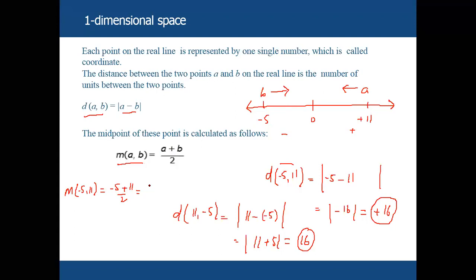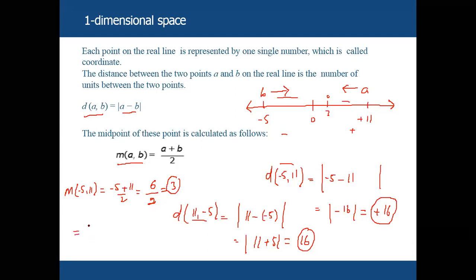Equal to 6 divided by 2, and 6 divided by 2 is equal to what? 3. So 3 is actually this point. This is the midpoint of -5 and +7. Same for the second example, correct? This one, 11 and -5, the result will be the same.